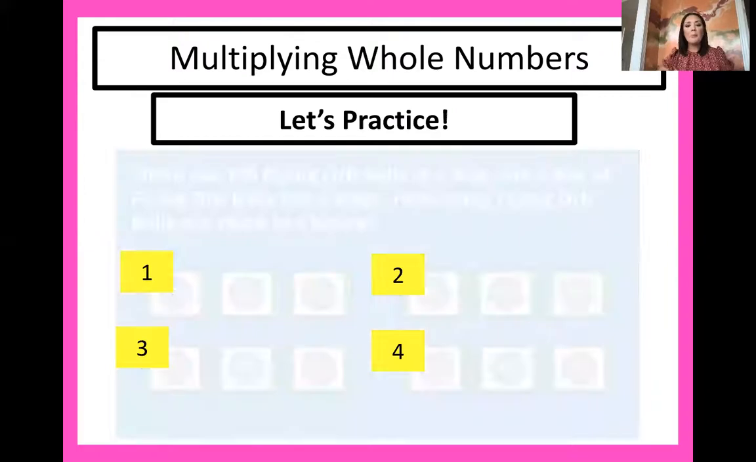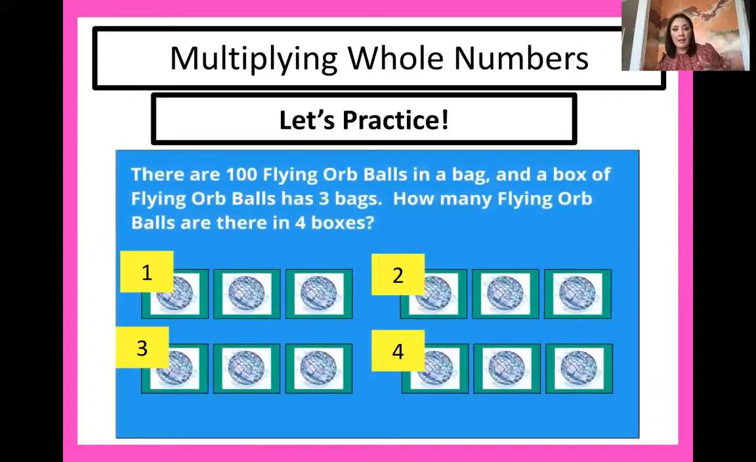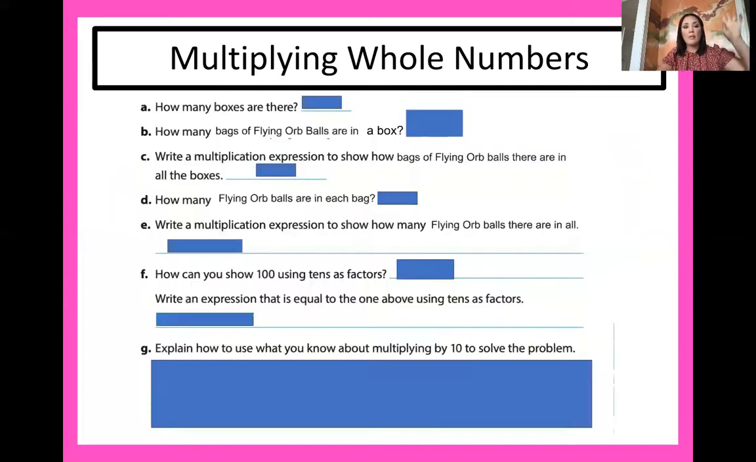Interesting. All right, let's break it down methodically. So to do this, we have to really pull out all the facts of what we know. So we know we have how many boxes? We have 4. So that's one of our first questions. How many boxes are there? There are 4. Okay. How many bags of flying orb balls are in a box?